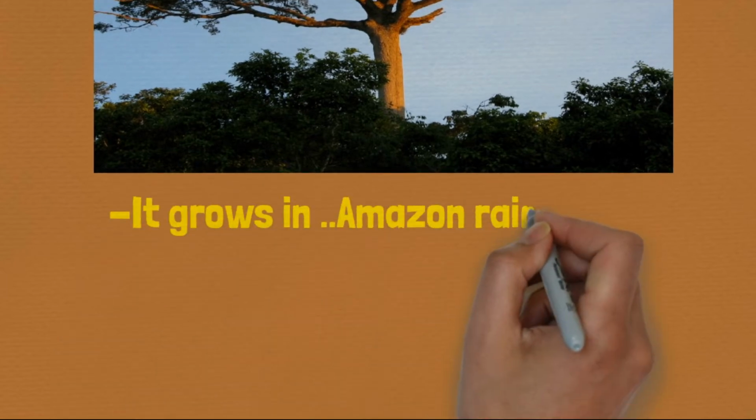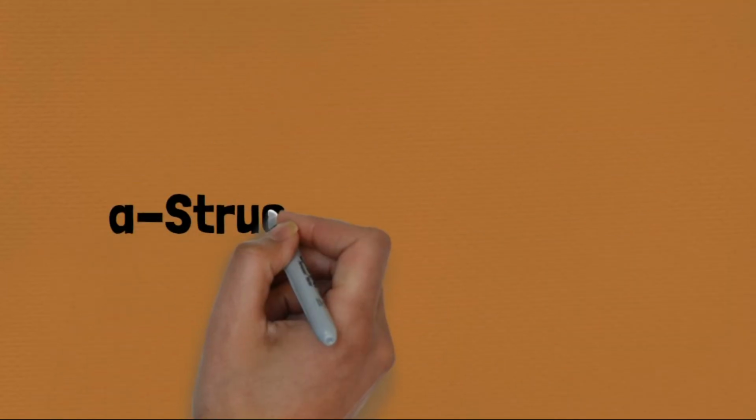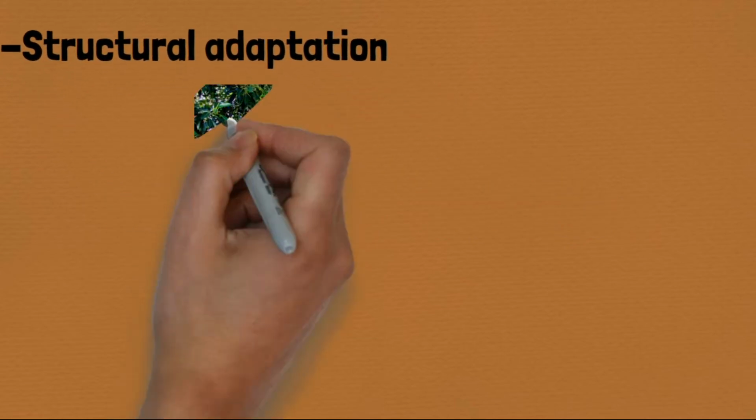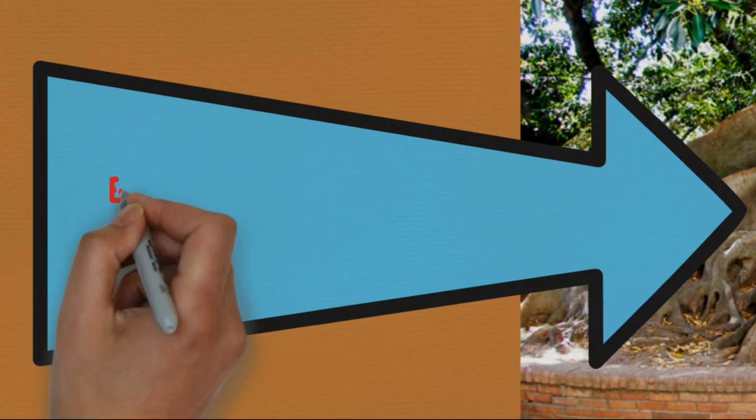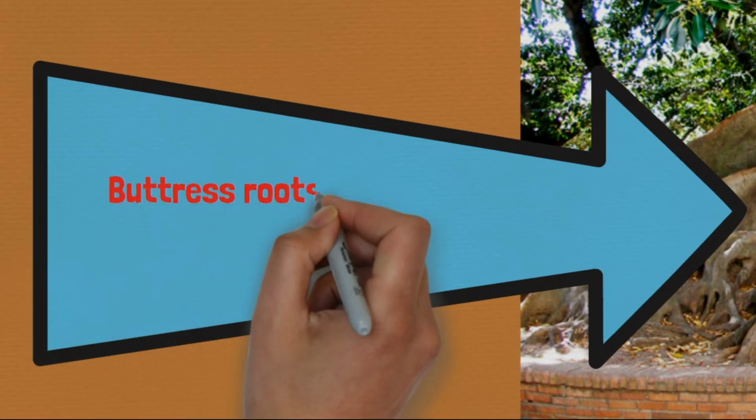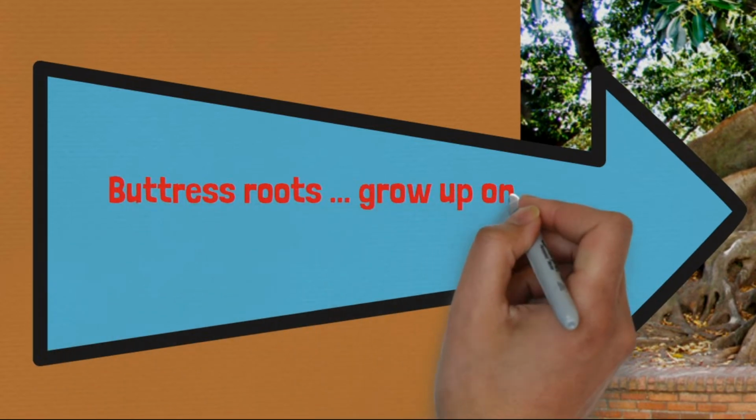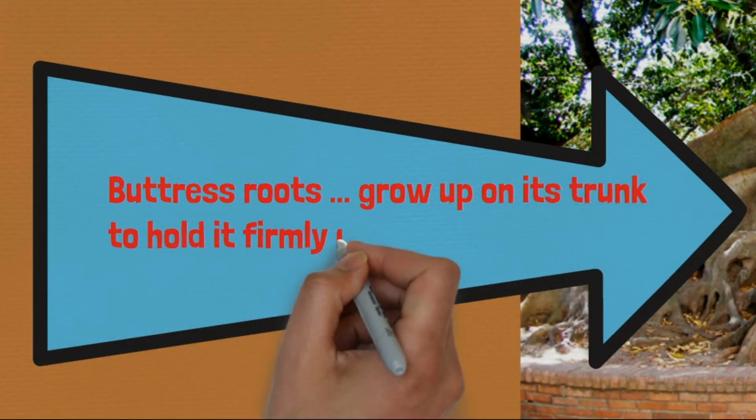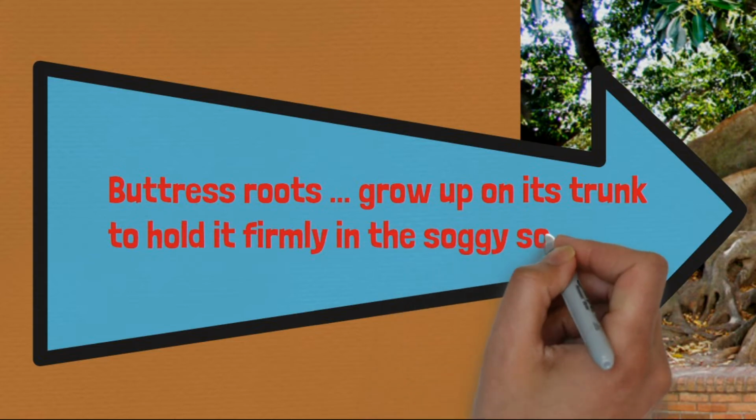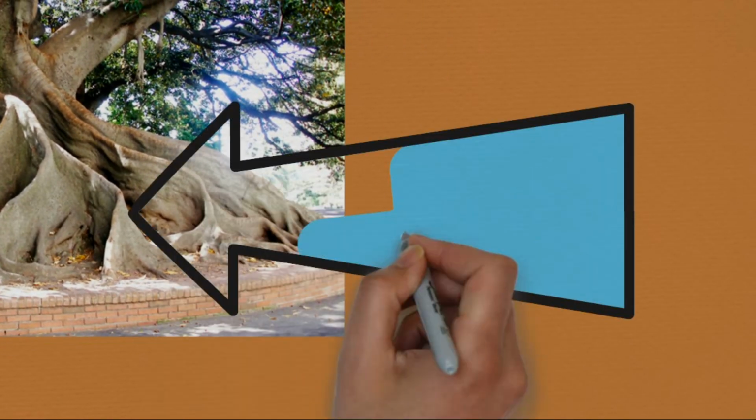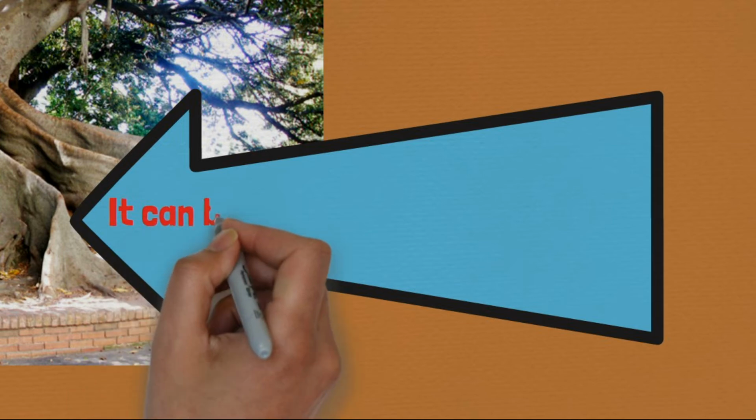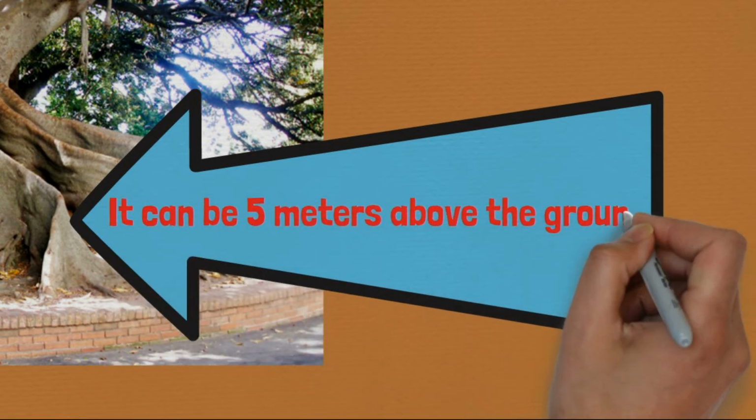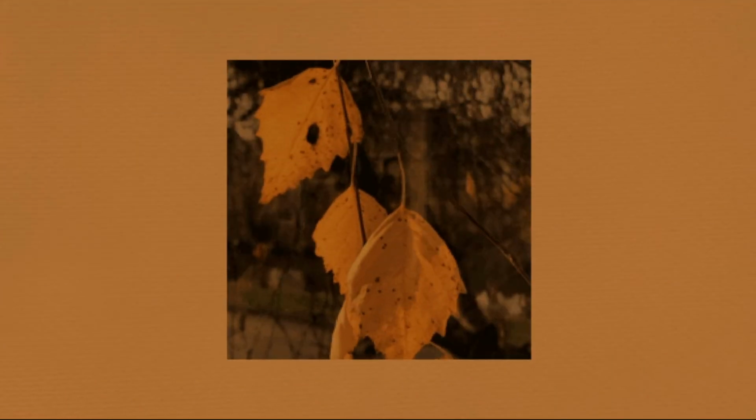Kapok tree, it grows in Amazon rainforest. Structural adaptation of it. It has buttress roots. It's a very strong root that grows up on its trunk. For what? To hold it firmly in the soggy soil and not make the tree fall down. It can be 5 meters above the ground, so it's very strong.